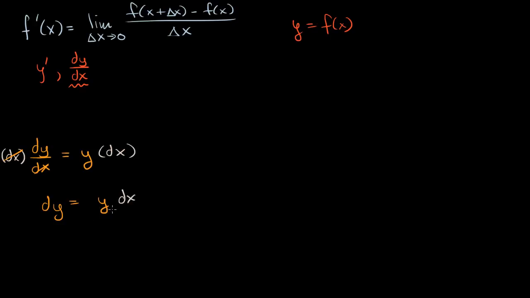And then they'll say, okay, let's divide both sides by y, which is a reasonable thing to do. y is an algebraic expression. So if you divide both sides by y, you get 1 over y dy is equal to dx. And then folks will integrate both sides to find a general solution to this differential equation.